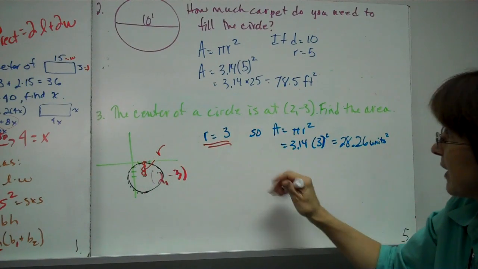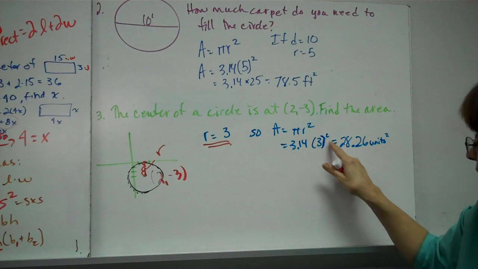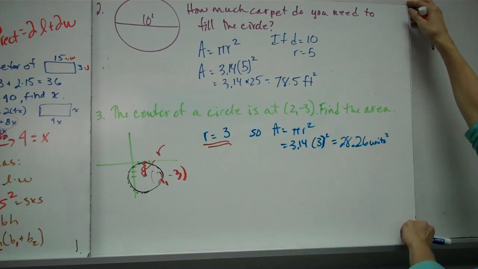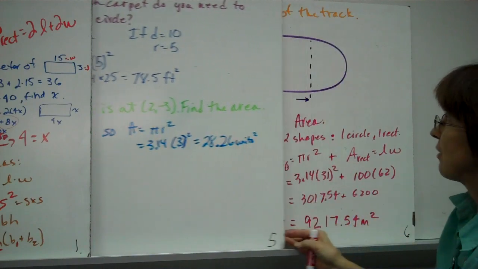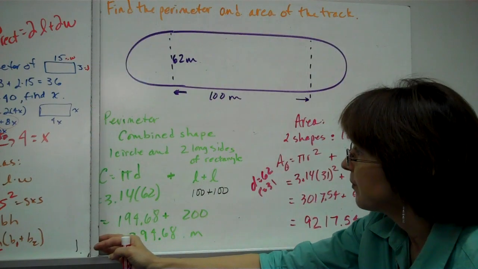Once you have the radius, you've got it. Just plug it in, square it, and you get the answer. This time our answer is units squared because they didn't give us any inches or whatever. All right, one more big problem, but we can do it.